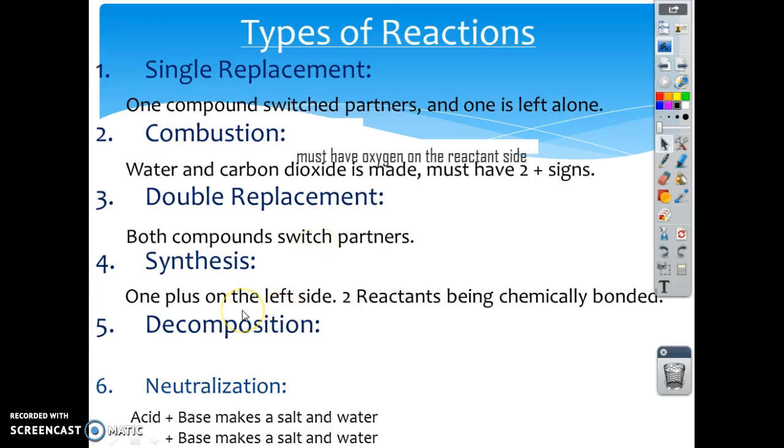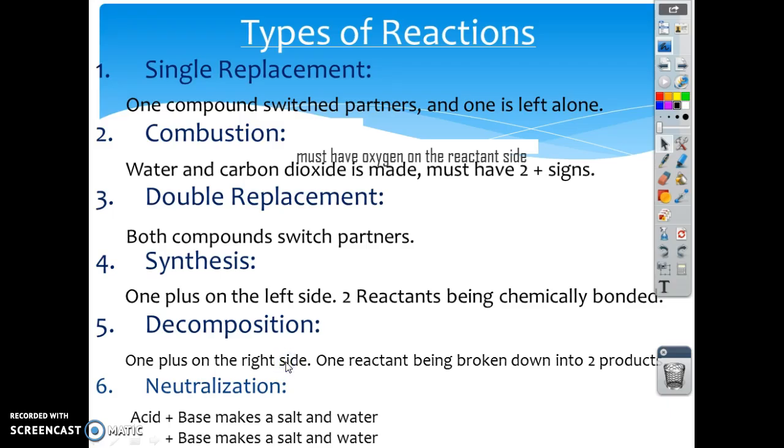Synthesis is when there's only a plus on the left side, and they go together to make something new on the right side. Decomposition is when there's only a plus on the right side, one reactant being broken down into 2 products. If you're a really visual person, make sure you look at your foldable for this, because it breaks it down really well. And lastly, we have a neutralization reaction, which is when an acid and a base form salt and water and get back to that neutral pH. Remember what a neutral pH is. It's a pH of 7.